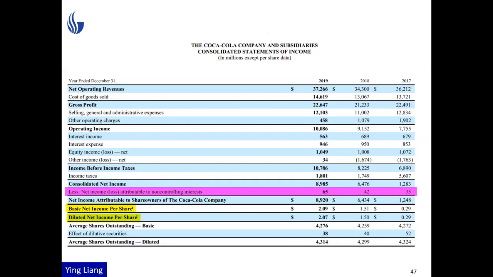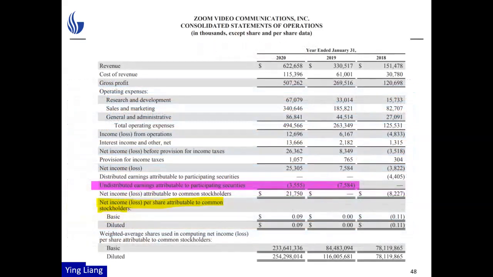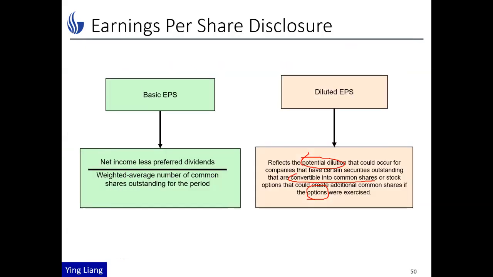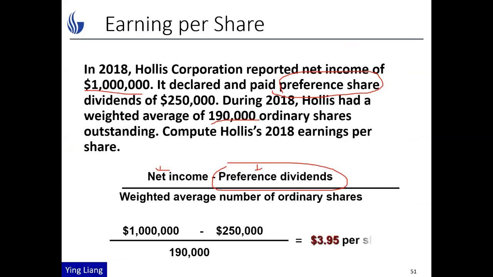final EPS. Same as Zoom. Zoom net income is 25,305, but we need to subtract this 3555. What is it? It's undistributed earnings, also attributable to participating securities. That also means there is a certain type of securities, they are entitled to some earnings, right? And we have to subtract them because we are calculating EPS for common shareholders. All right. So we know all the definitions.